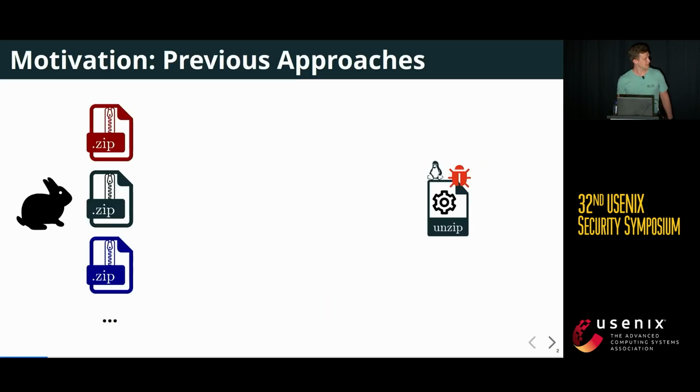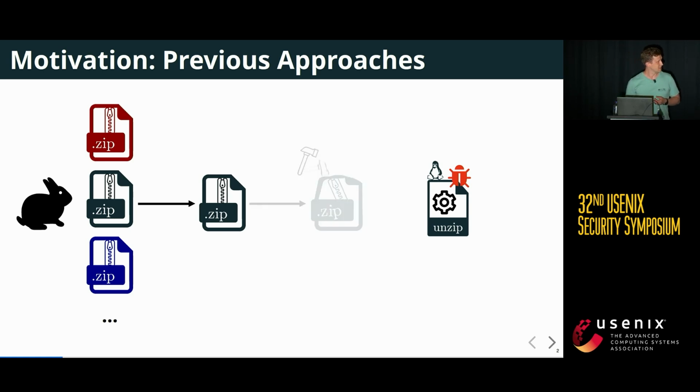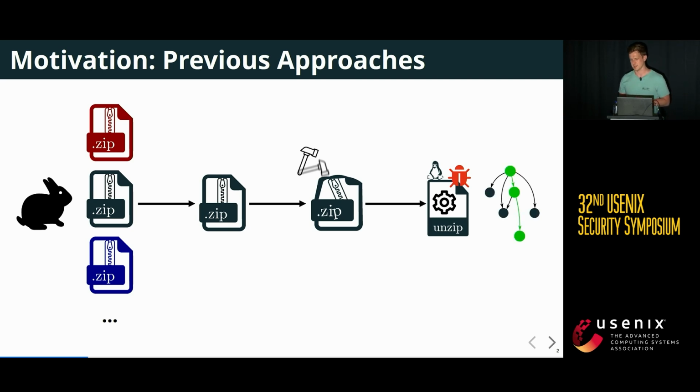So let's first have a look at a typical fuzzer setup. We have a target application. In this case, this is unzip. And we are providing this target application with some input, which are typically zip files. So we first choose a zip file, and we mutate it somehow, for example, by flipping a bit. And then we are providing this mutated file to the target application.